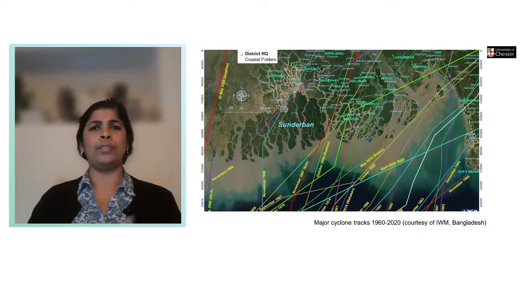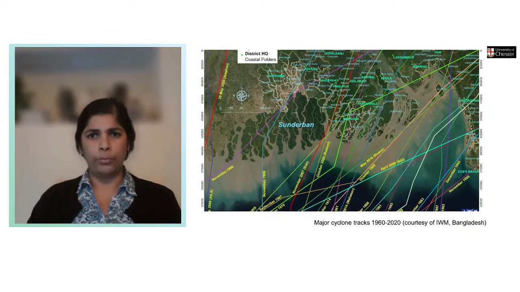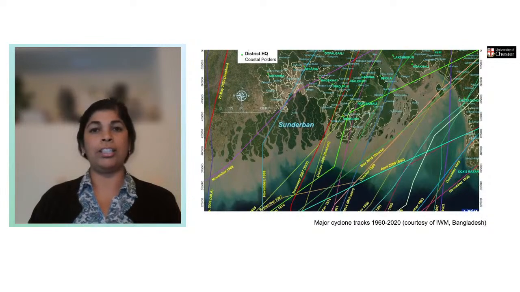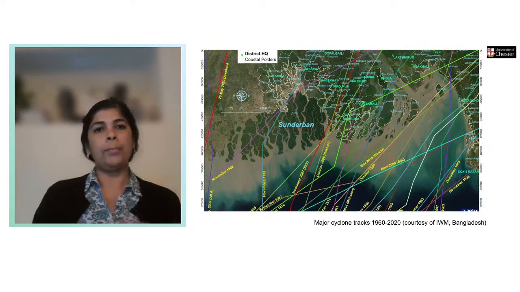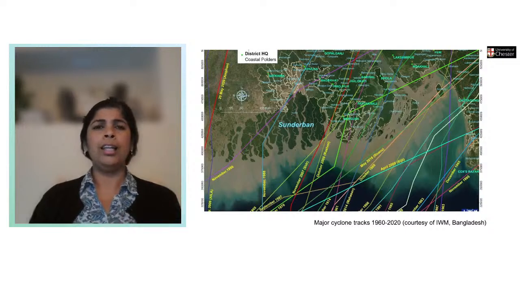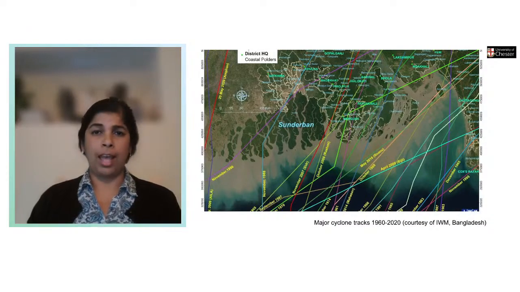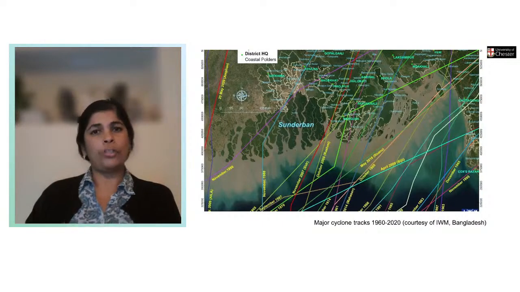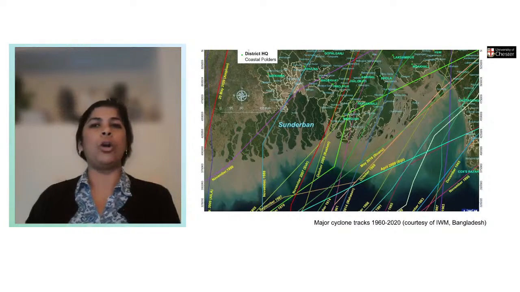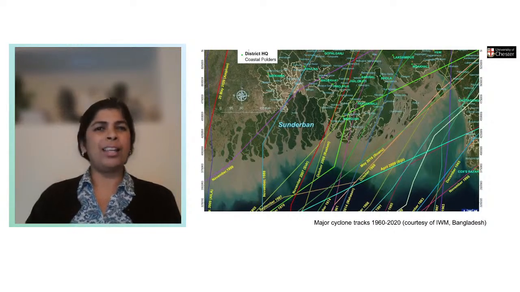Why does the cyclone come so often to Bangladesh? You may have seen in one of the slides a number of cyclones passing through Bangladesh, especially during April and May. Often tropical depressions happen in the Bay of Bengal, and also in post-monsoon time between October and November. So cyclones pose challenges to the lives and livelihood of people.